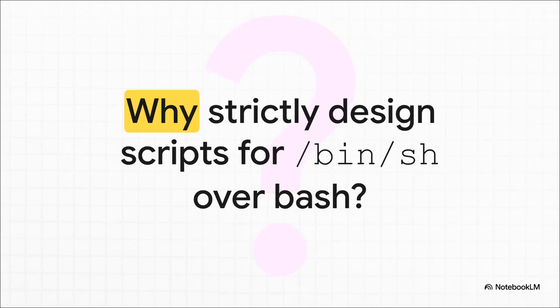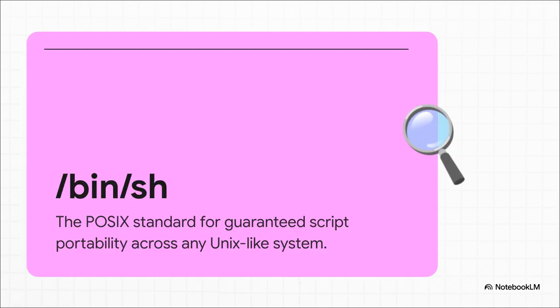Now, before we write even a single line of code, we really need to pause and ask an important architectural question. The subject explicitly dictates that all our shell scripts must be designed for and executed with /bin/sh. But why? Why strictly use this over the much more modern, user-friendly alternatives we all know, like Bash or ZSH? Well, the answer boils down to one thing: absolute system portability. You see, /bin/sh represents the strict POSIX standard.